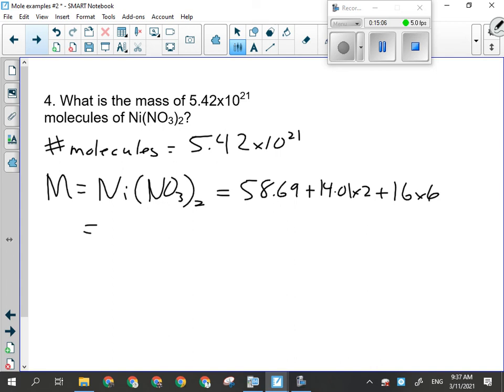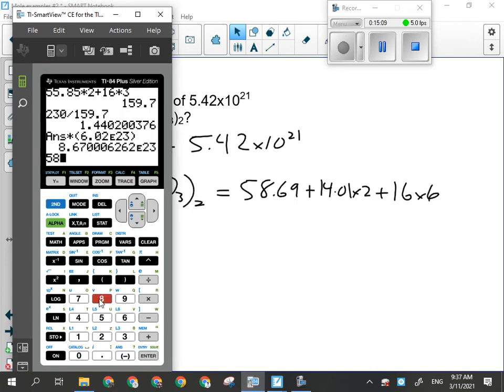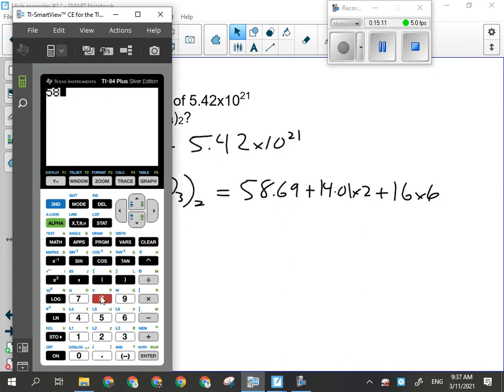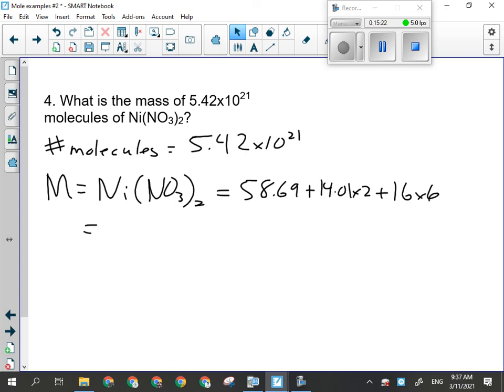So my molar mass is 58.69 plus 28.02, that's my 2 nitrogens, plus 16 times 6. That's 182.71 grams per mole. So I've got big M, I've got the number of molecules, and I'm looking for little m, which means I need N, the number of moles.